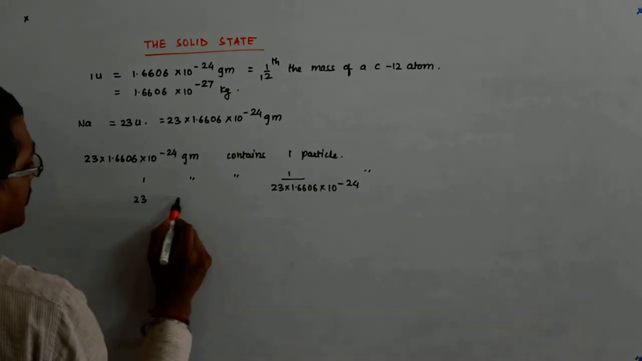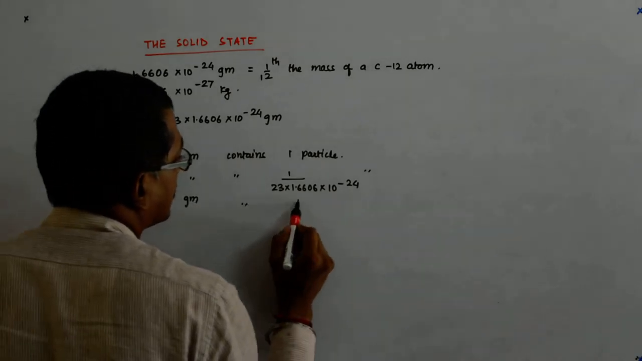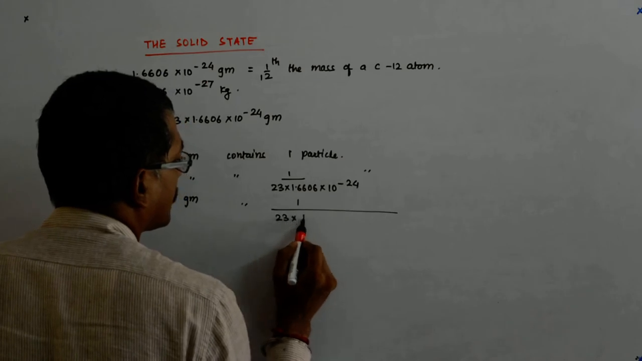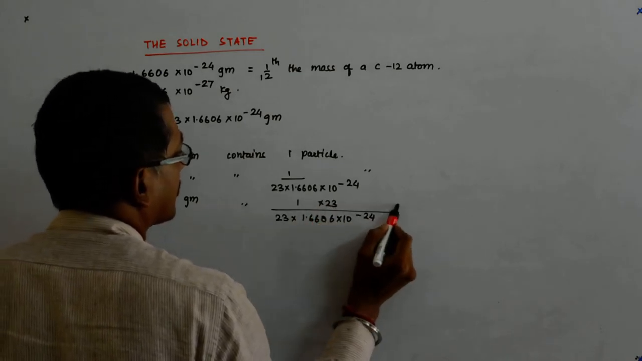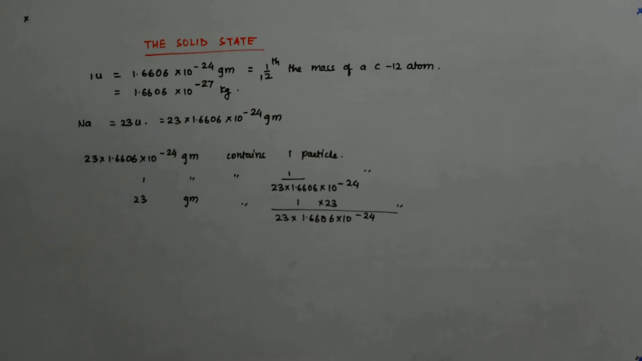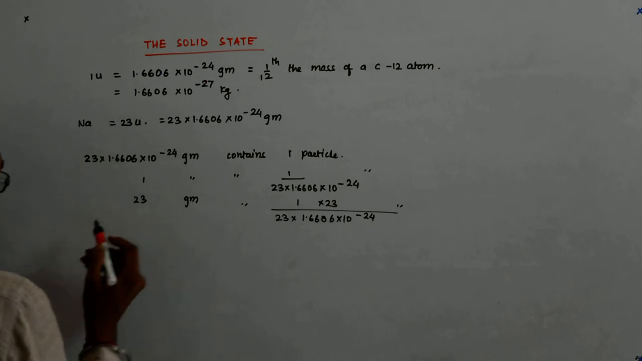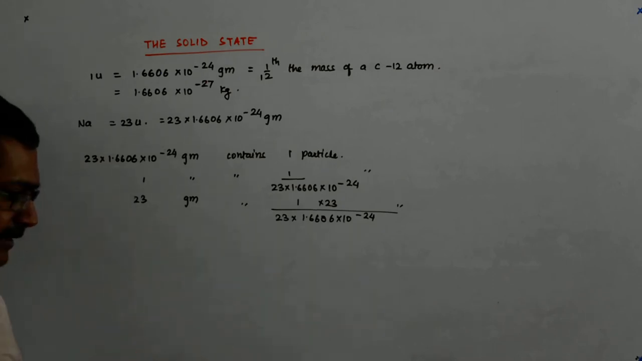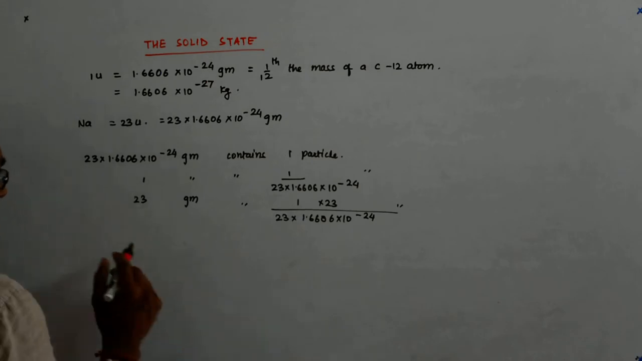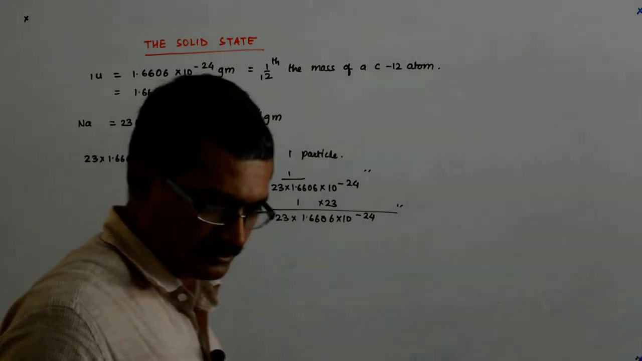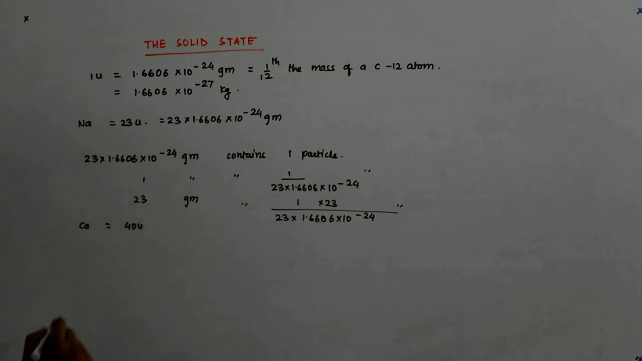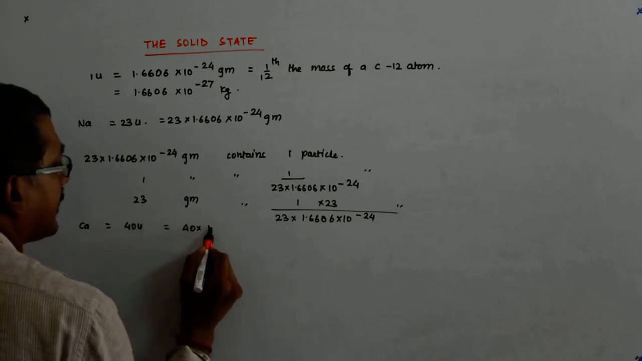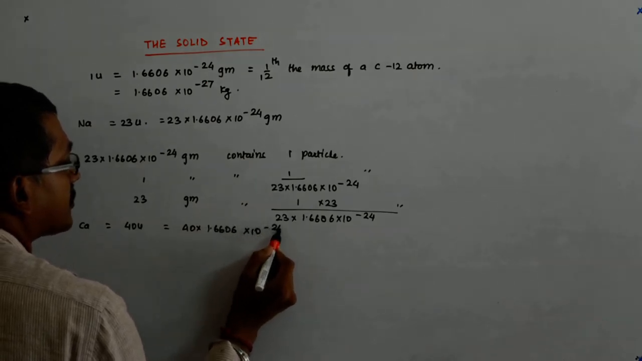And 23 grams contains 23 into 1.6606 into 10^-24 into 23 gram, so many particles. Come to say something else. Say calcium 40. So calcium is 40 U, which is 40 into 1.6606 into 10^-24 grams.